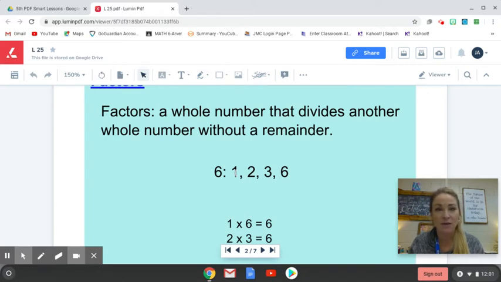Okay, once we do 1, we're going to move on to the next counting number and we stop at 2. Okay, can 2 go into 6? Yeah, it can. So we write down 2. 2 times 3 is 6. So we write down 3.